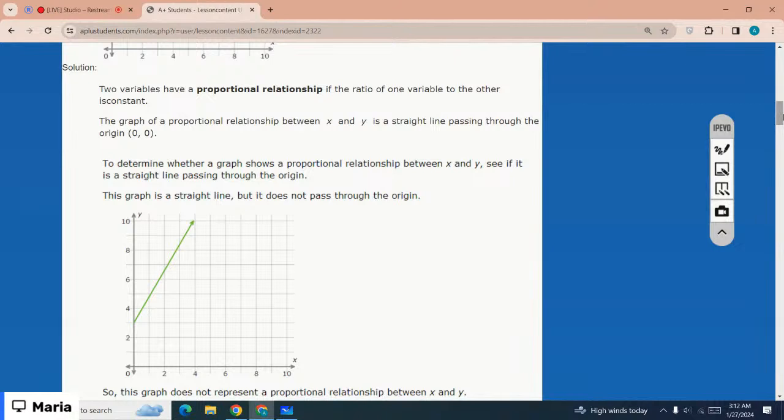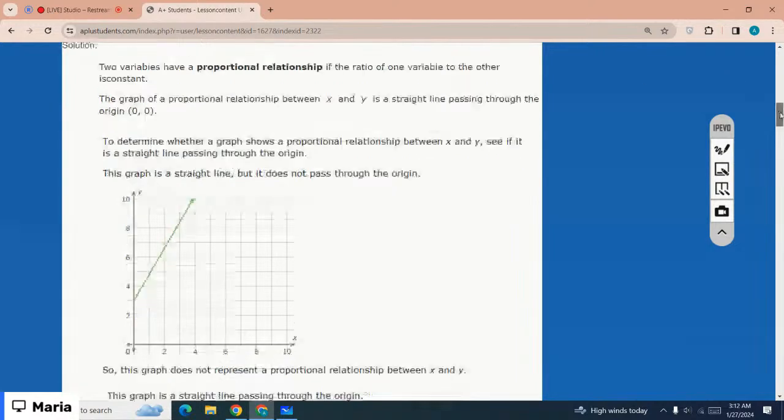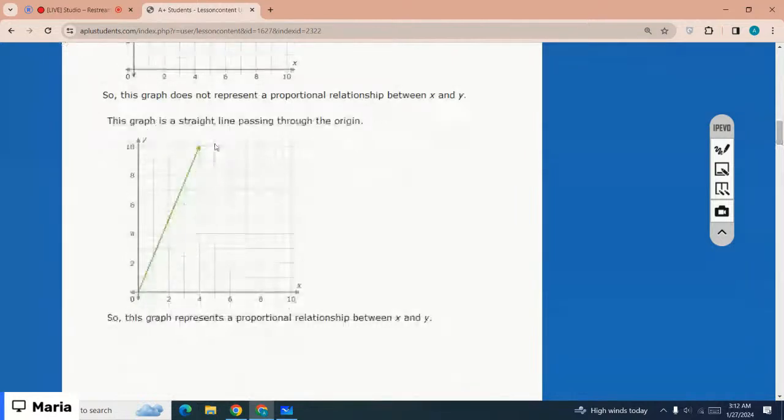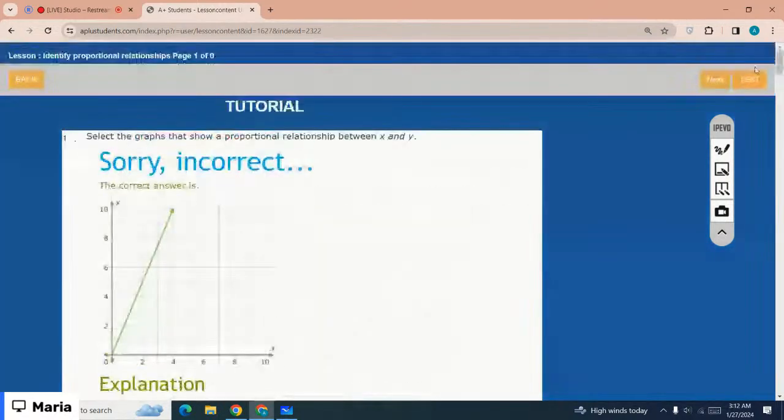The relationship between x and y is proportional. So just look at this graph. The graph is a straight line, but it does not pass through the origin. So that is not a proportional relationship, right? You need to understand two things. The graph must be a straight line and must pass through the origin. So this is a graph that is a straight line and also passing through the origin. So yes, that graph represents a relationship between x and y that is proportional, right? Proportional relationship means if the value of variable x is increasing, y is also increasing.